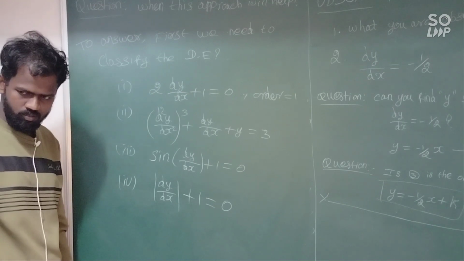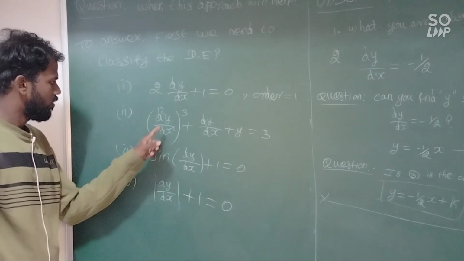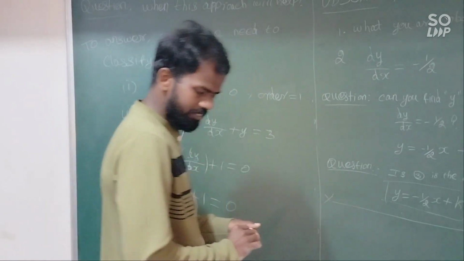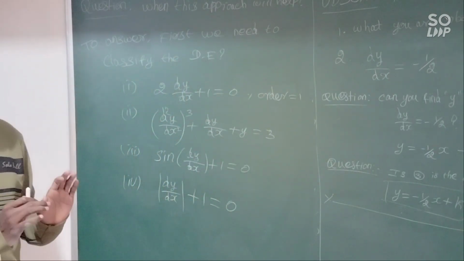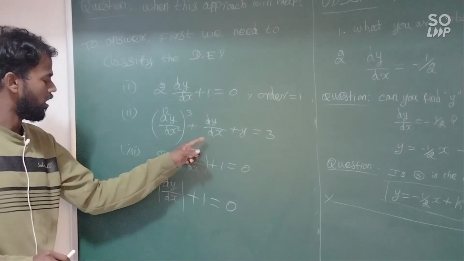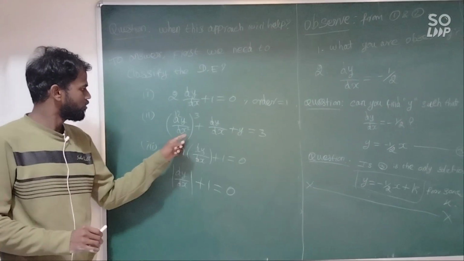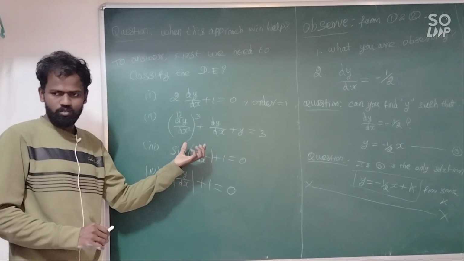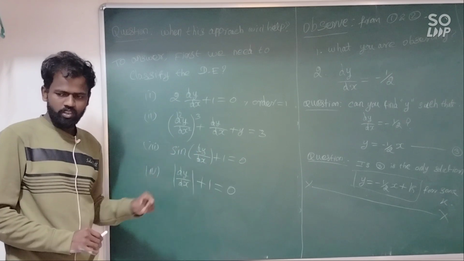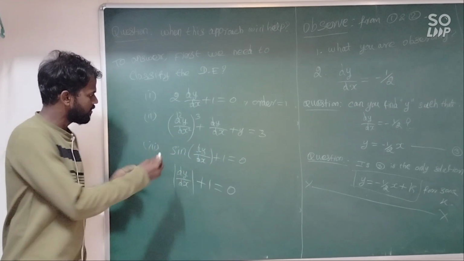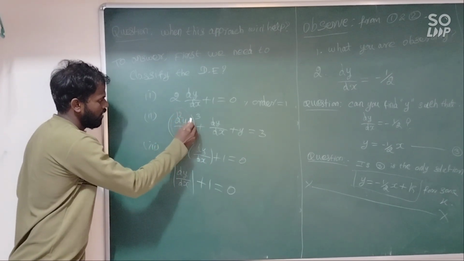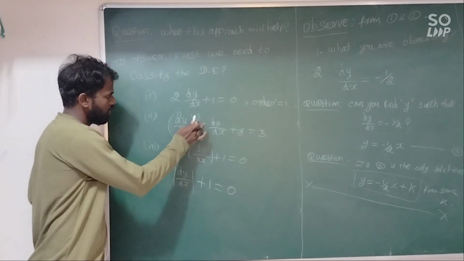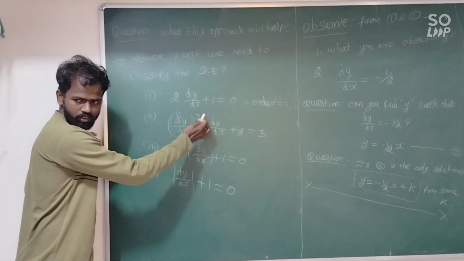Because the derivative's square power is 3. Okay, let's recall the definition. The definition says that order is the highest order derivative used in the equation. So here, what is the highest derivative used in this equation? It is d squared y by dx squared. Okay, so this is the highest derivative, which means the second derivative is used. You have the second derivative to the power cube.